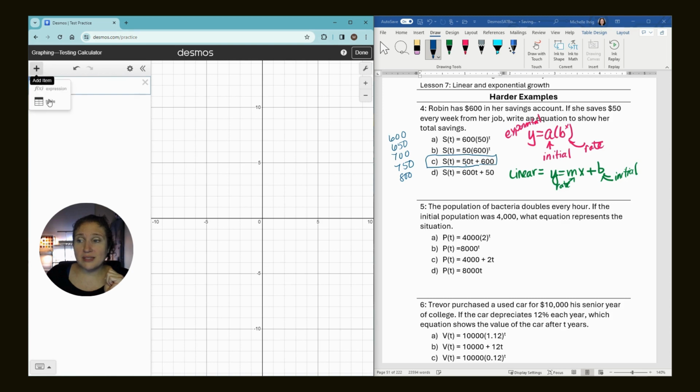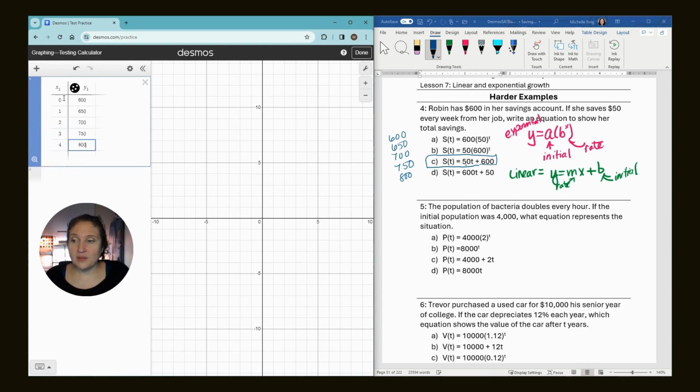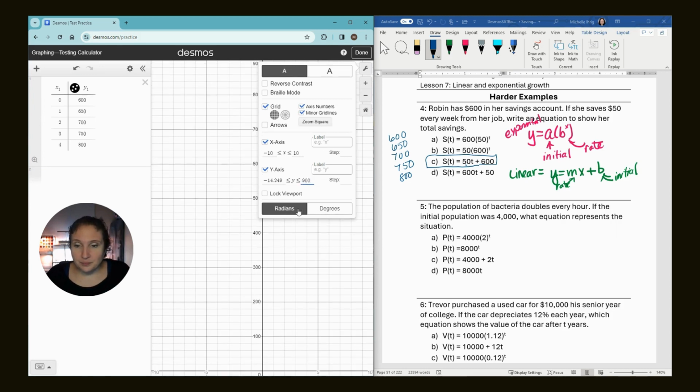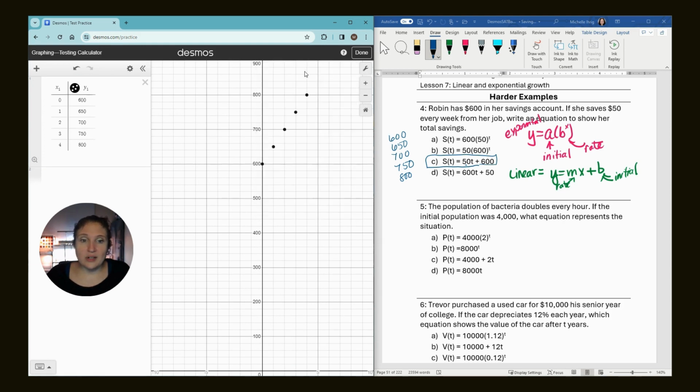I'm going to hit plus sign, table, and I'm going to put in the values that I know. I know when she started, she had $600. After 1 week, she had $650. After 2 weeks, $700, assuming she didn't spend any money. Okay. So these are the points we know we have. If you notice, you can't see them. So if you just hit this little gear, we're going to change our y-axis to, let's say, 900. Okay, and now we can see these are our dots.